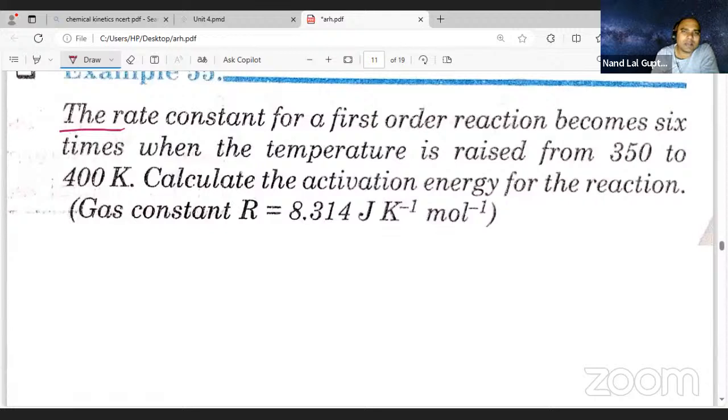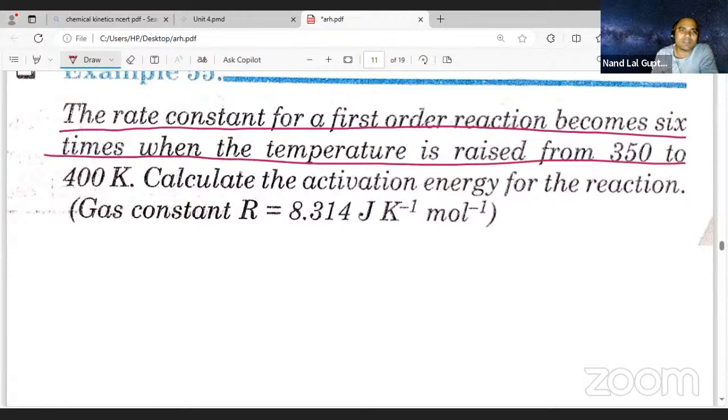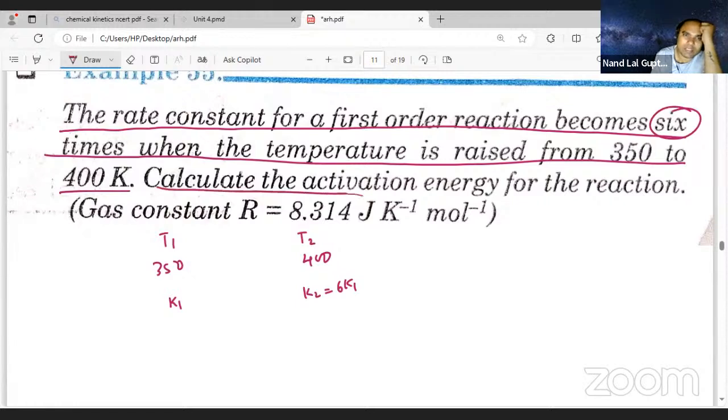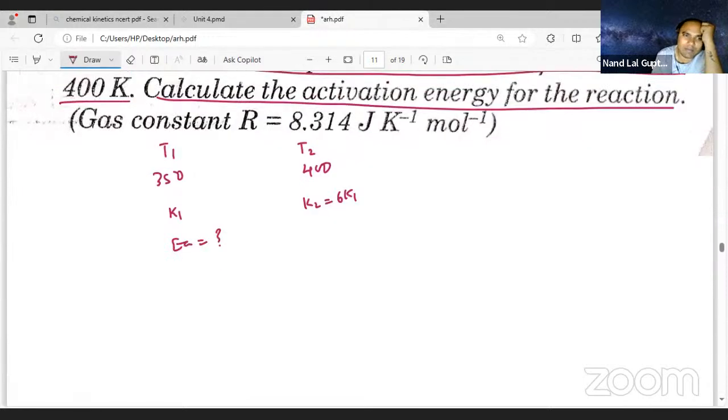The rate constant of a first order reaction becomes 6 times when the temperature is raised from 350 to 400. So here is 350, T1. T2, they have given 400. If this is K1, then K2 is equal to 6 K1, it becomes 6 times. Calculate the activation energy of the reaction. So they are asking for Ea, student. This is very simple actually, if you have the practice of this type of problem.